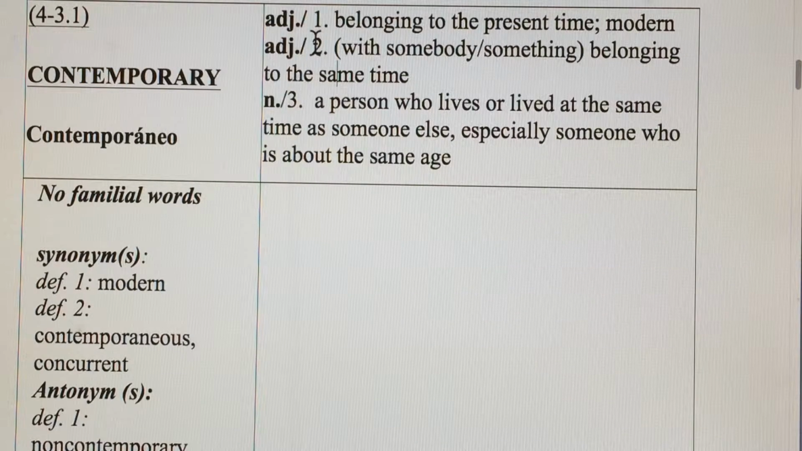Okay, you have 3 definitions. 2 of them are adjectives and 1 is a noun. And each one is a little bit distinct, or you can say each one is discrete. We have 3 discrete definitions. All right, the first one is belonging to the present time or modern.